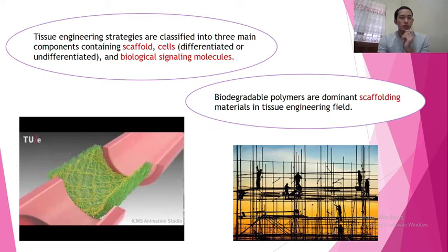So tissue engineering strategies are classified into three main components: scaffold, cells, and biological signaling molecules. Biodegradable polymers are dominant scaffolding materials in the tissue engineering field. As you can see in this picture on my left side, in the blood vessel you can see the green one, and we call this one the scaffold.